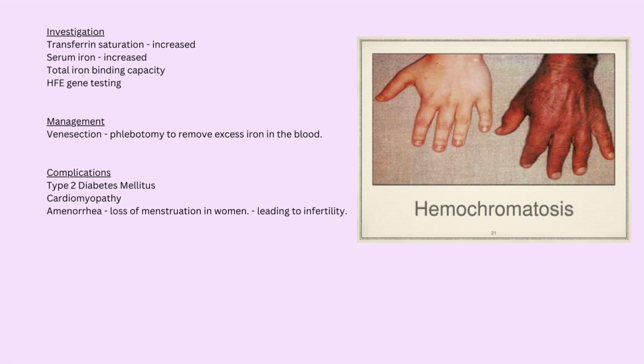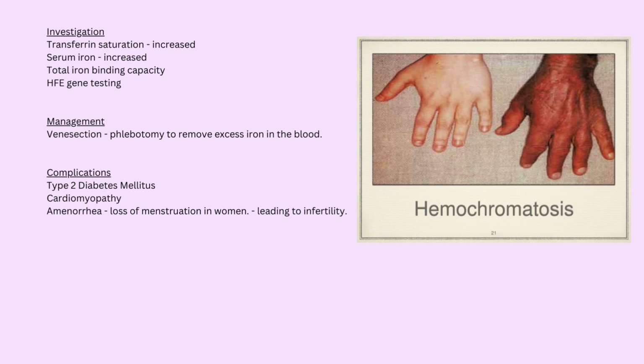Some complications of hemochromatosis can involve amenorrhea, which is loss of the menstrual cycle in periods. And typically, hemochromatosis does actually tend to present much later in females due to the menstrual cycle, meaning more iron has to deposit in the blood for it to become noticeable. This amenorrhea may lead to infertility.